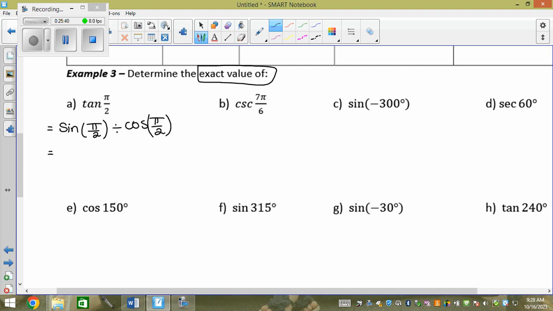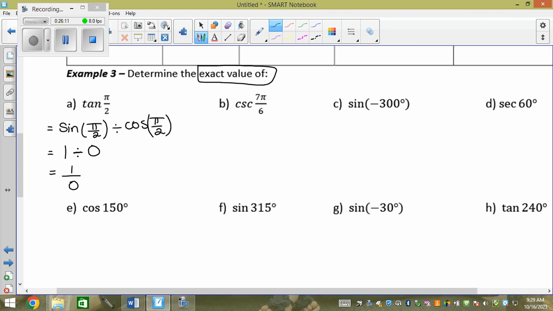What's the y at pi over 2? Pi over 2 is your 90. 1. And what's the x, or the cos? What's the cos? Now, did I have to write these sideways? Are these actual fractions? No, the only ones you don't have to write sideways are like the 90, 180, 270, 360, because they're just ones and zeros. So this is actually 1 divided by 0.